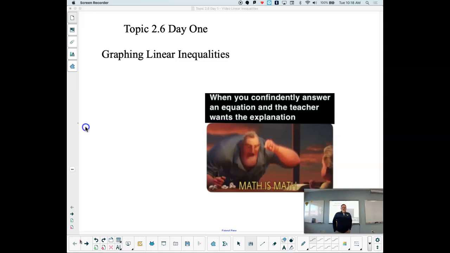Today we're going to talk about graphing linear inequalities. Very much like graphing lines, with the exception of we will be adding in multiple solutions now. When you graph a line, that line are the only solutions to that equation. In an inequality, we need a whole bunch of solutions. So we'll talk about that here as we go forward.